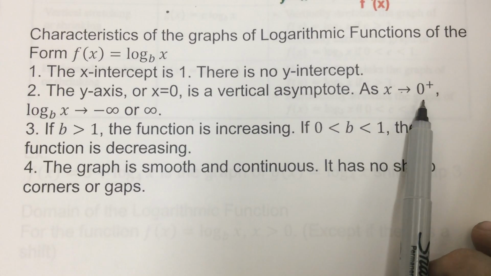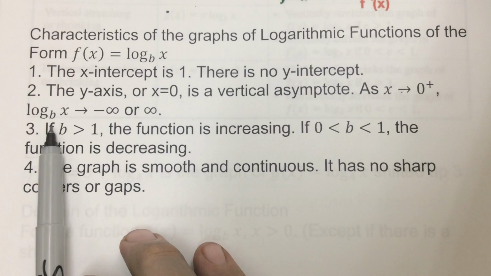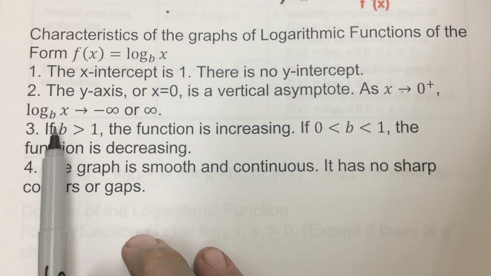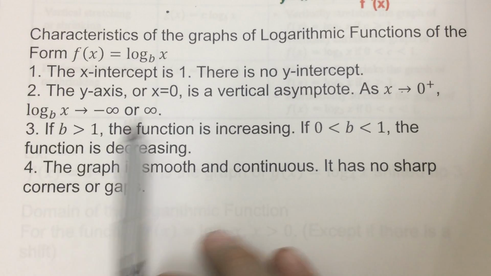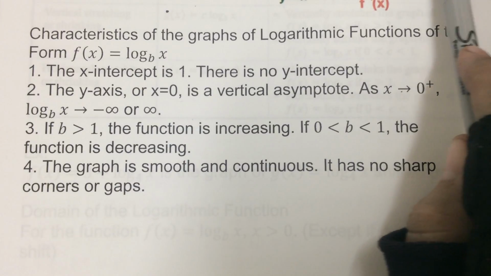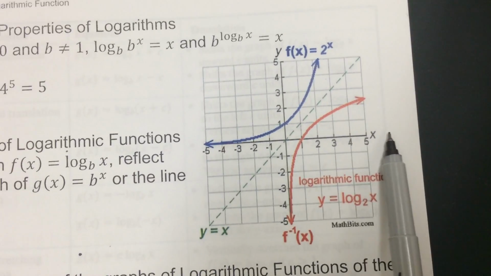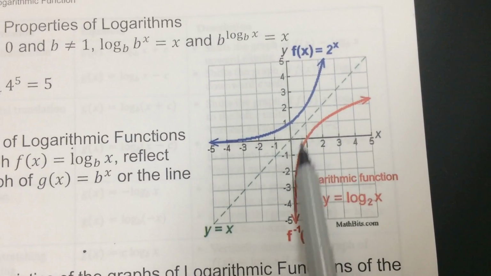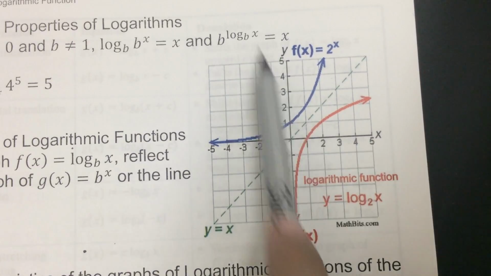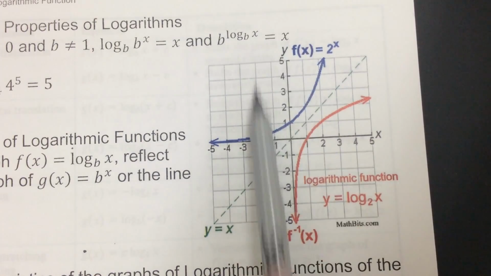As x goes to 0 from the right, then our logarithm is going to go to either negative infinity or infinity. So as we get closer to 0 from the right, if I go back up here, as we get closer, we're either going to curve down to negative infinity or we're going to curve up to positive infinity, but we're going to go to one or the other.